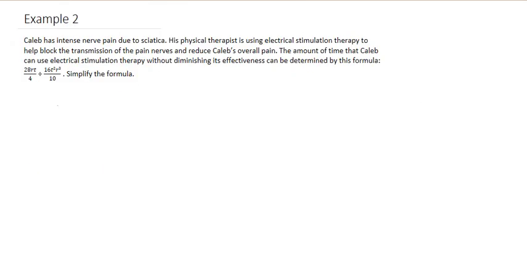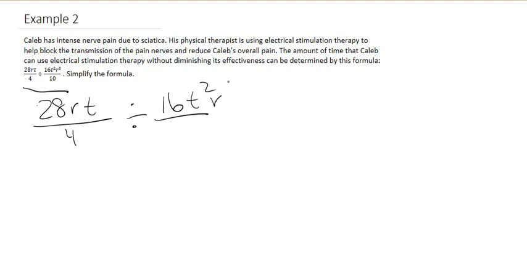Example 2. Caleb has intense nerve pain due to sciatica. His physical therapist is using electrical stimulation therapy to help block the transmission of the pain nerves and reduce Caleb's overall pain. The amount of time that Caleb can use electrical stimulation therapy without diminishing its effectiveness can be determined by this formula. So we will simplify this formula. So we see that we have 28RT over 4 divided by 16T squared R to the third over 10. So we're going to simplify this.